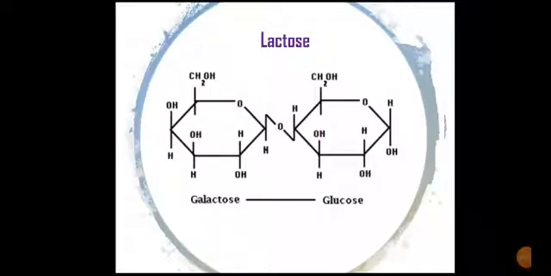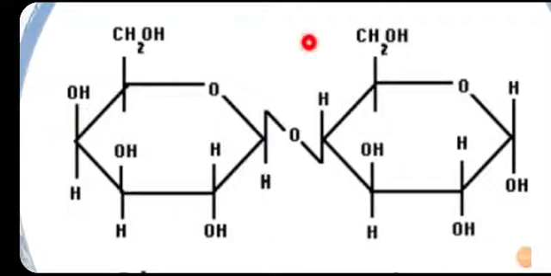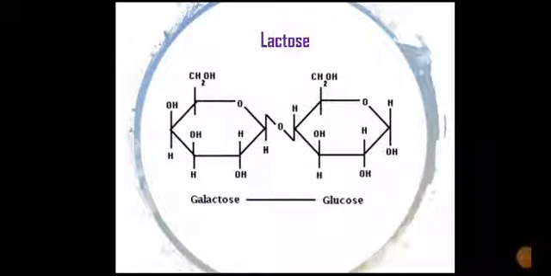This is the complete structure of lactose. You can see here galactose plus glucose, and this is the glycosidic bond as we have just learned. This is galactose and this is glucose. How do you identify glucose? Because at its carbon number 3 it is OH. How do you identify galactose? At carbon number 3 and carbon number 4 it is OH. So this is how the lactose molecule is formed.